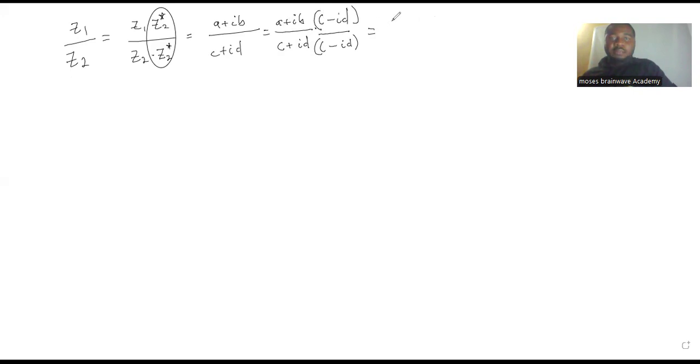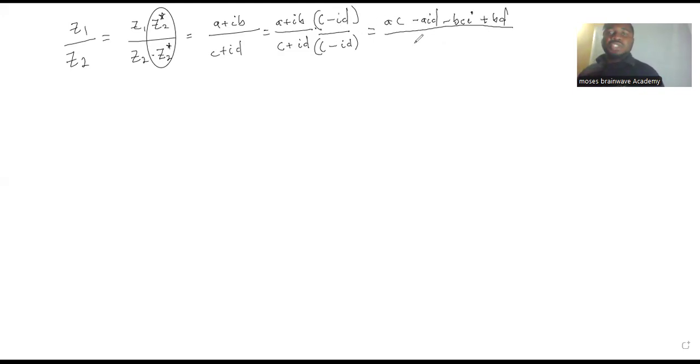So what am I going to get at the end of the day? I'm going to get A multiplying C. Then I'm going to get A multiplying ID, so we have minus AID, IB multiplying C, plus BC times I. Then this multiplying this, I'm going to be getting plus BD. Why? Because I multiplying I is I squared, and I squared is negative. That's why here is plus.